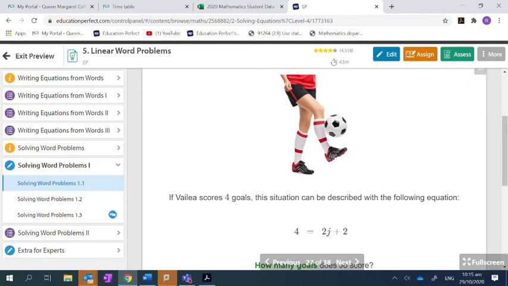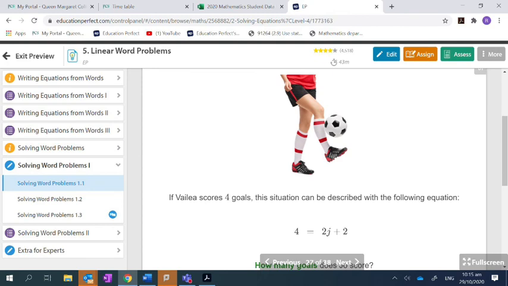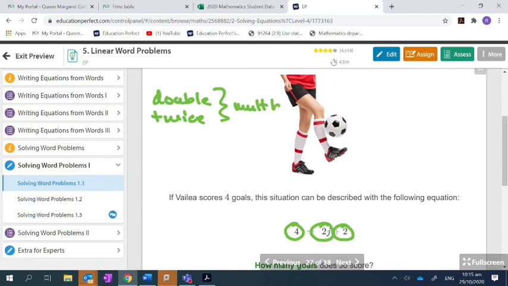If she scores 4 goals, this situation can be described with the following equation. How many total goals did she score? 4. So they gave us the equation too soon. I didn't want it. So that's the total goals, right? In the first half, she scored how many goals? So that's where that 2 is coming from. In the second half, we don't know how many goals she scored, but it's double. And that's one of the things I should have put on your list. Anytime you see double or twice, that always means multiply by what number? There you go. Good.